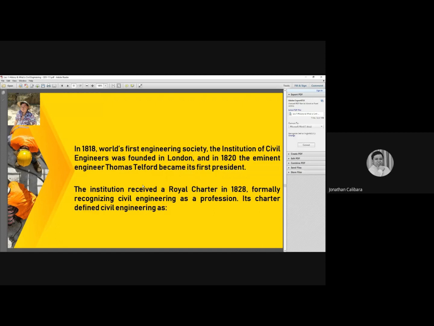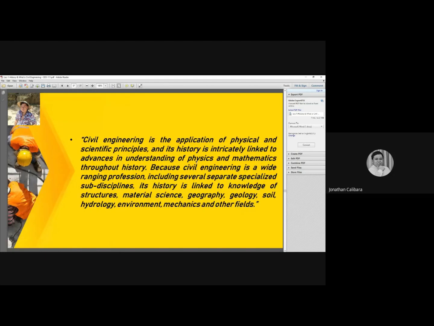Civil engineering is the application of physical and scientific principles, and its history is intricately linked to advances in understanding of physics and mathematics throughout history. Because civil engineering is a wide-ranging profession, including several separate specialized subdisciplines, its history is linked to knowledge of structures, material science, geography, geology, soil, hydrology, environment, mechanics, and other fields. Meaning, scientific principles. So you have to know physics and mathematics.